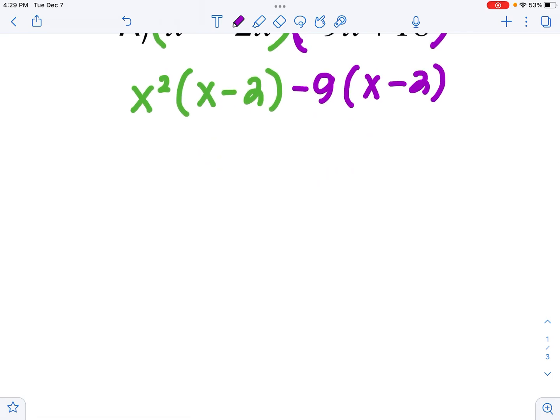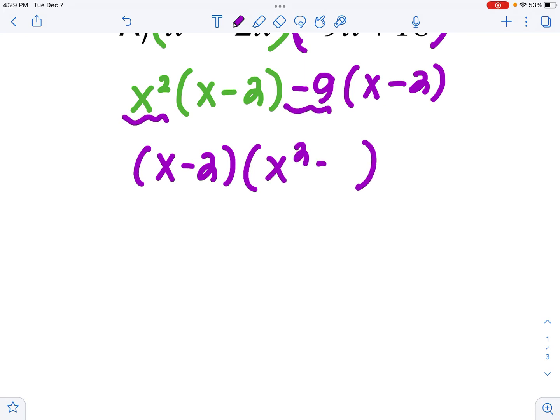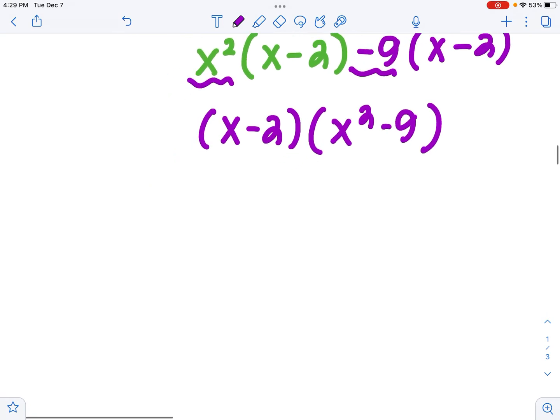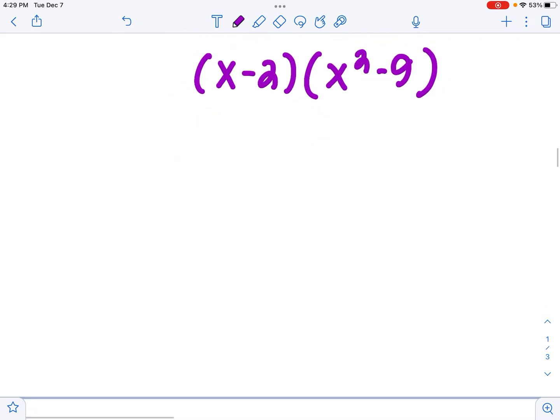So now you're going to write your 2 factors. Notice these have an x minus 2 in common. So you're going to factor the x minus 2 out of each one of those. So you have x minus 2. And now you're going to write your other factor, which is made up of the x squared minus 9. Now, I would box this and say we're all done.